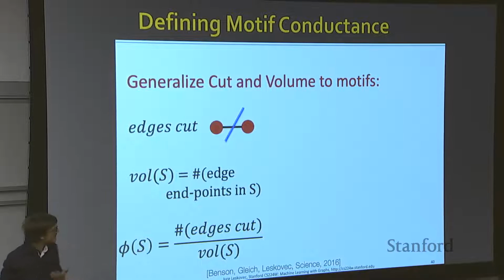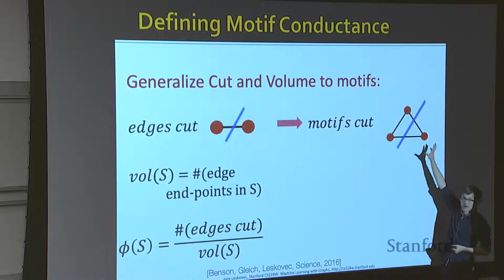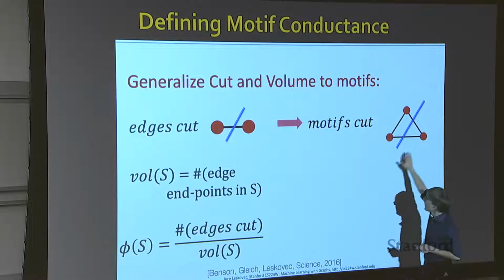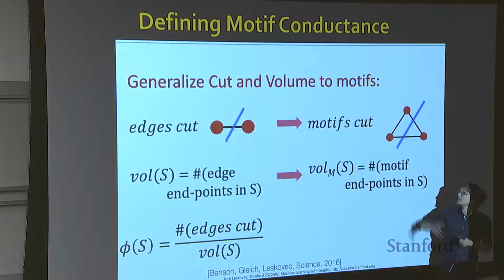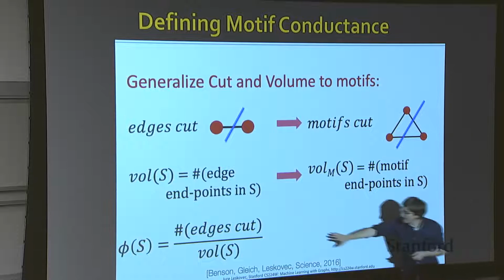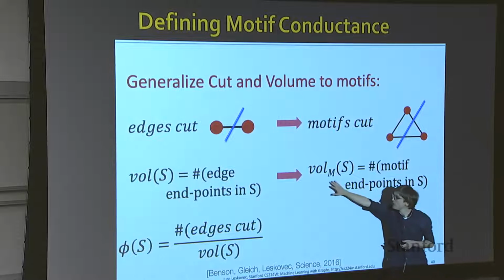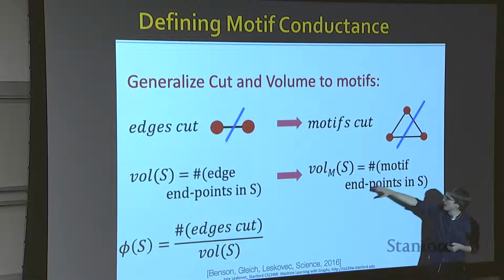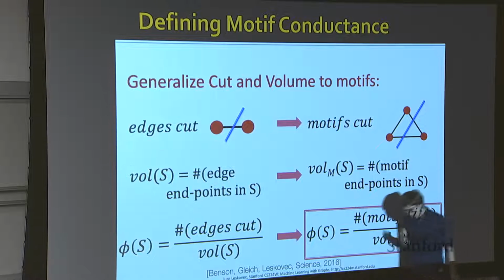So now let's see what if we want to extend these definitions to motifs. If I care about finding clusters of motifs, then the question is, do I cut the motif or not? The cut of the motif will simply be the number of motif endpoints that get cut. So this is cutting the motif. The definition of the volume is just how many instances of the motif, or how many endpoints of the motif, are there in a given set. And then this motif-based conductance is the number of motifs cut divided by the volume, right?